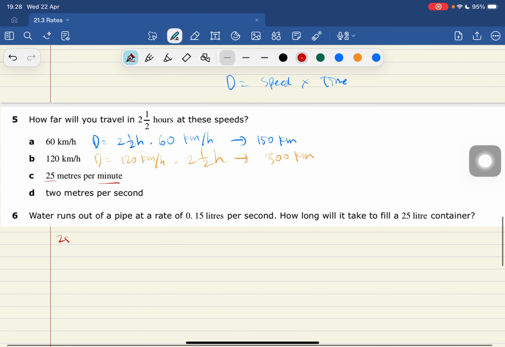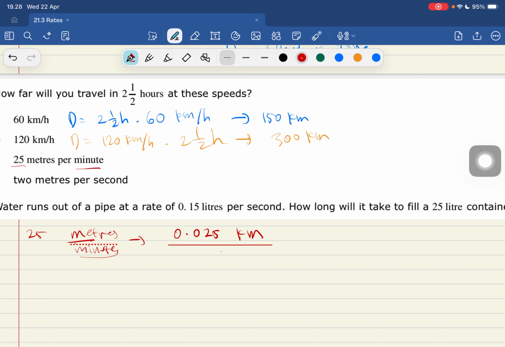So we need to change it into kilometer. Okay, so 25 meter. To change it into kilometers, it's gonna be 0.025 kilometer. Then we divide. Look at it, this is minutes. In 1 minute there are 60, right? 60 hours. So 1/60. So we can write it 1/60.